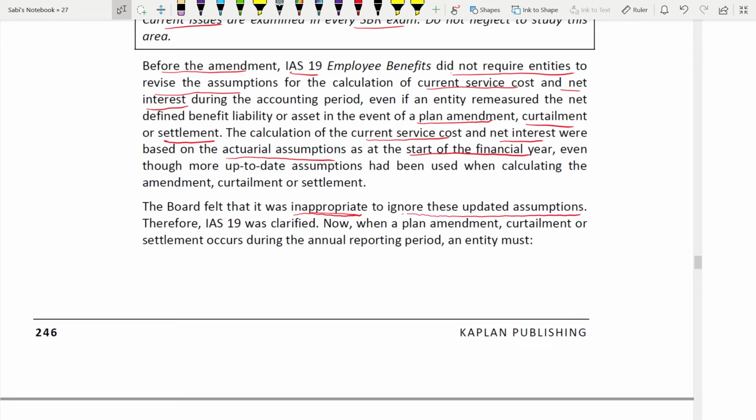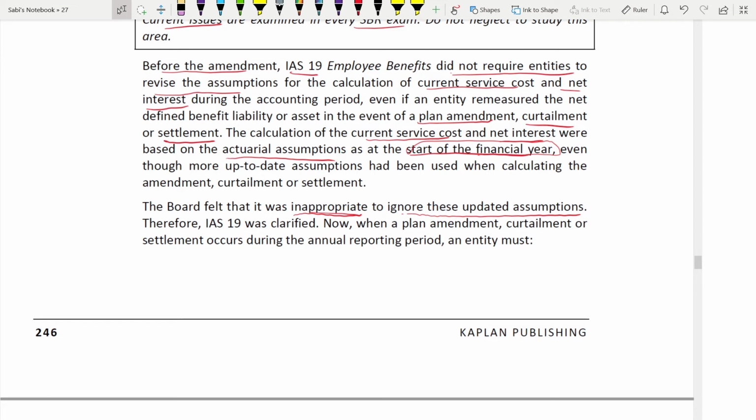Earlier, they ignored. They based everything on the starting. Okay, at the start of the financial year, if they have assumed that this would be the current service cost or this would be the net interest, they go by that only. But let's say in the middle of the year, some of the employees are leaving. Okay, then what? Then your current service cost might change, net interest will change, but we don't change it. We keep it as it is, what we have assumed in the beginning of the year. Now it is updated in IS 19.